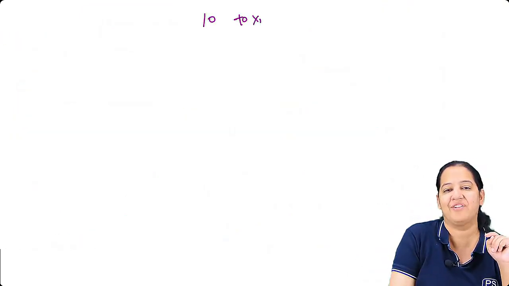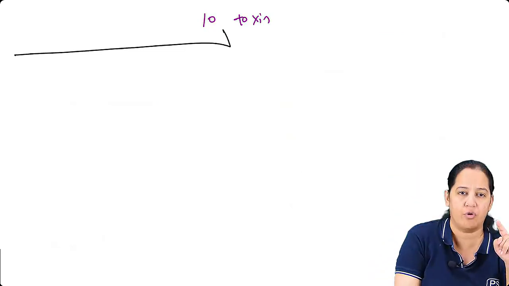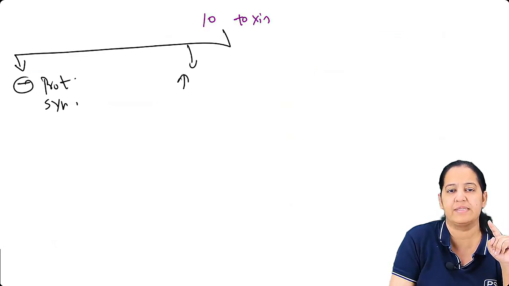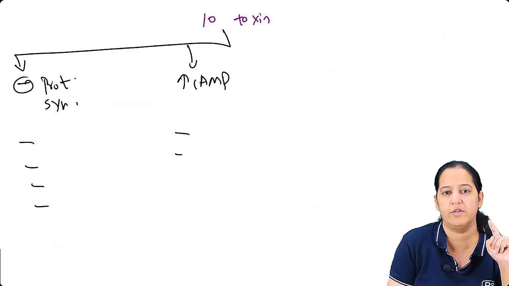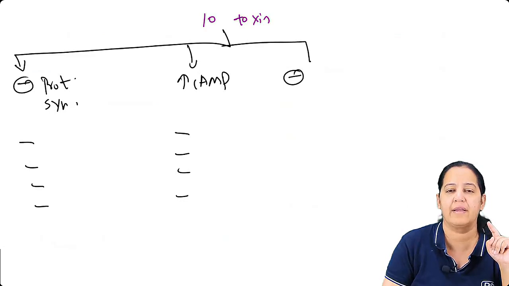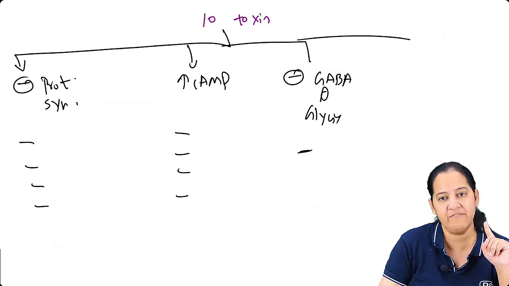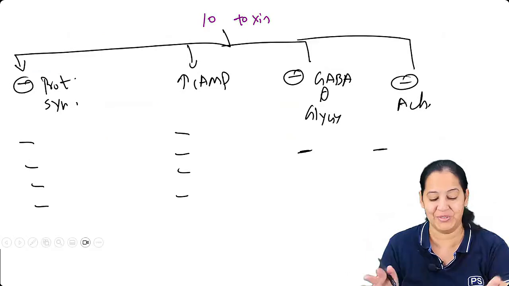The 10 bacterial toxins. Who will tell me the 10 toxins? Tell me four toxins which inhibit protein synthesis. Tell me the four toxins which increase cyclic AMP. Tell me one toxin which inhibits GABA and glycine, only one. And tell me one toxin which inhibits acetylcholine, only one. So total 10. Say it out.